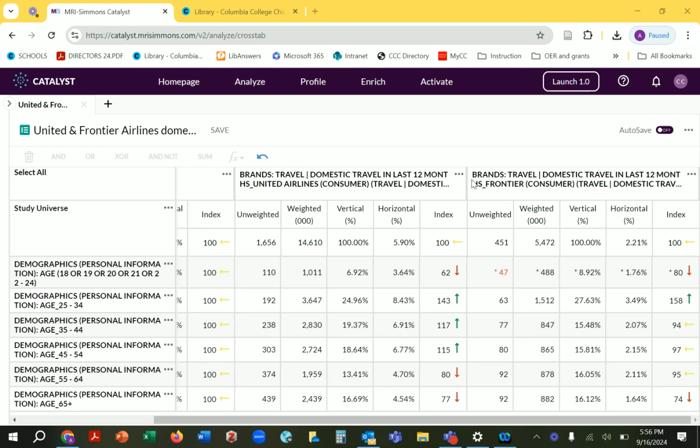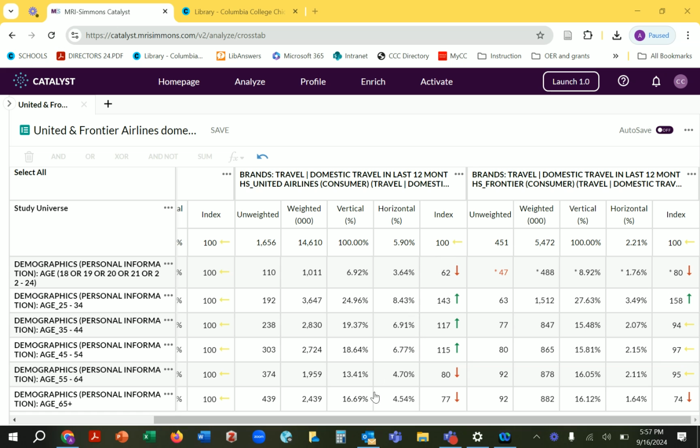Hello. This brief video will take a look at MRI Simmons Insights and talk about the index score. Once you understand what the index score is, it's much easier to quickly begin to understand and interpret reports. I have a crosstab report here. The index number is also used in other types of reports.